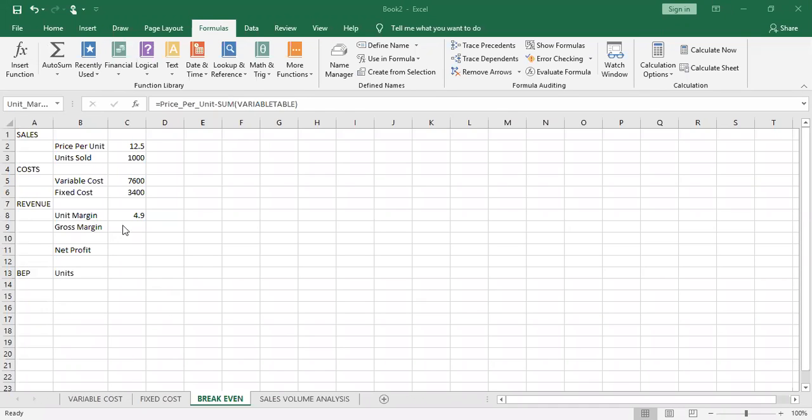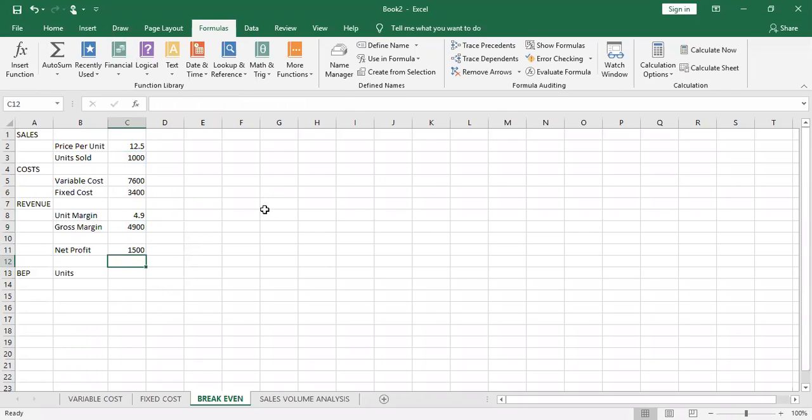Now the next thing to do is to compute the gross margin. Gross margin is the unit sold multiplied by the unit margin. So the unit sold multiplied by the unit margin will give us the gross margin. Now the net profit. Net profit is gross margin minus fixed cost. So this is equal to gross margin minus fixed cost will give me the profit, okay?